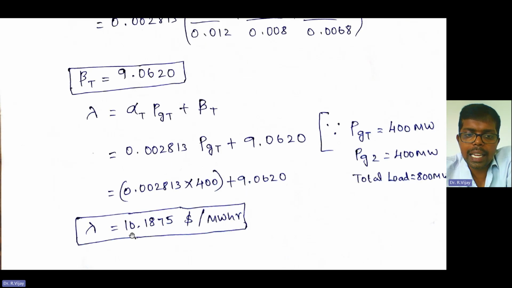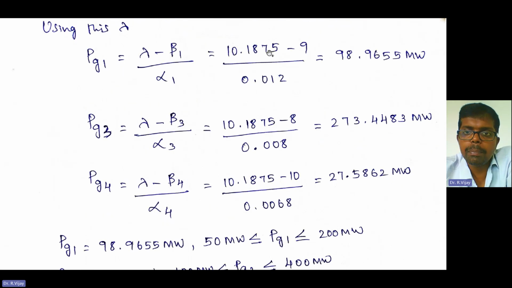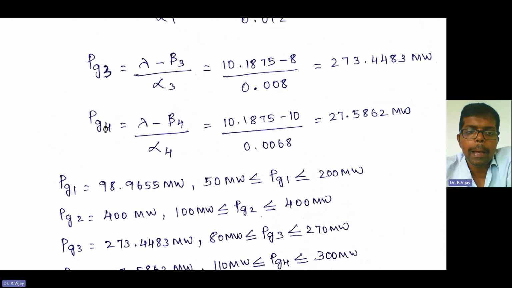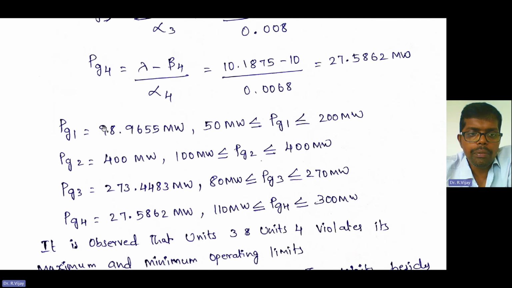Lambda also we calculate as 10.1875. Simply substituting here, we are getting PG1 as 98.9655 megawatt. Similarly, PG3 is lambda minus beta 3 divided by alpha 3. Substituting the values for beta 3 and alpha 3, we get 273.4483 megawatt. Similarly, PG4 is equal to lambda minus beta 4 divided by alpha 4. Substituting all these values, we get 27.5862 megawatt.